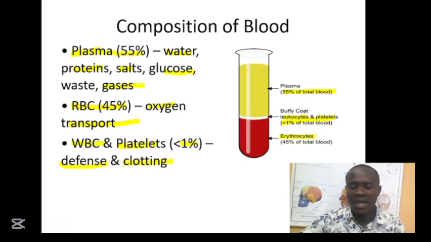And we have erythrocytes. Another name for it is called red blood cell, which account for 45% of the total blood. As you can see here, the plasma is this one that is having the yellow color, and this layer that is in between the yellow color and the red color, most often they call it a buffy coat that is having this pale white color. It is made up of the leukocyte and the platelet, and they consist of less than 1% of the total blood that we have in the body. And the red one here, that is the red blood cells, also called erythrocyte. It consists of 45% of the total blood that we have in the body.